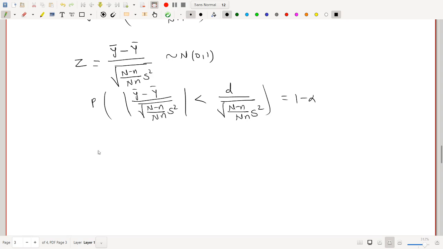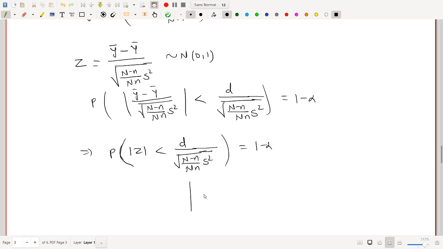So this is your z. So we can write this as probability of mod z less than d upon root of (N minus n) upon (N n) S square, the root is for S square also, which is equal to 1 minus alpha.